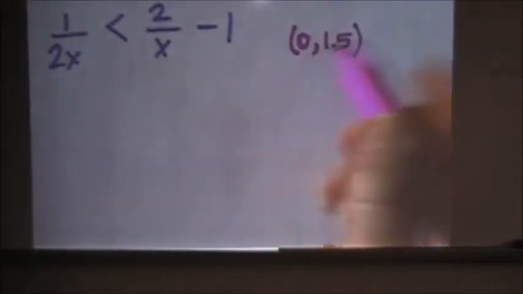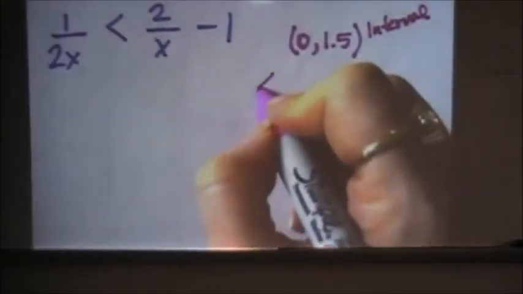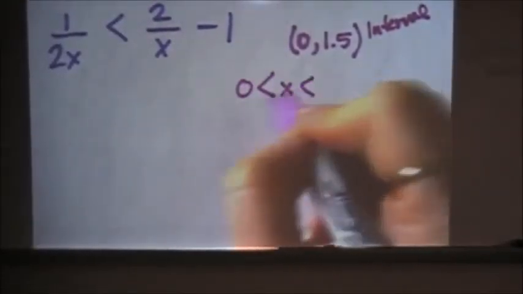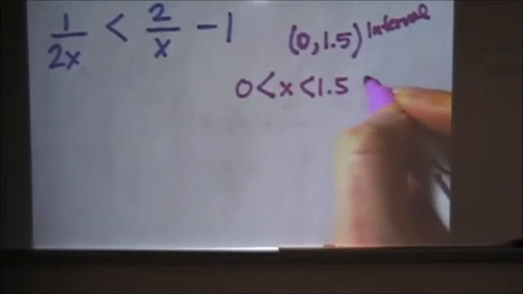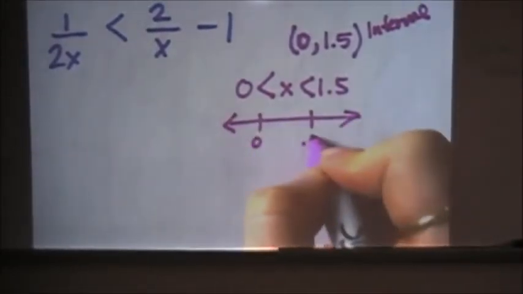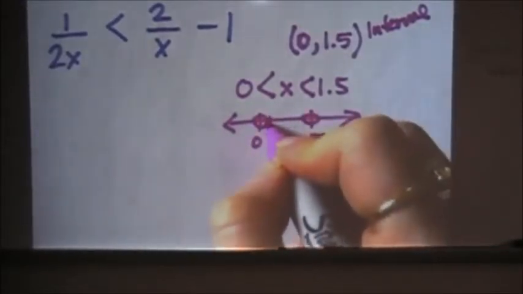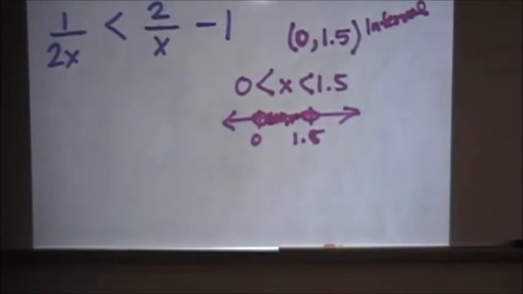I could write it this way in interval notation. I could write it in algebraic notation. X is between 0 and 1.5. Or I could write it in number line notation, 0, 1.5. These are open dots again, and it goes between those two places. All right, let's look at another one.